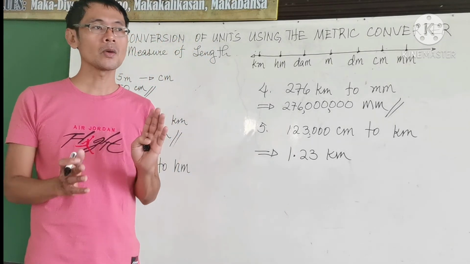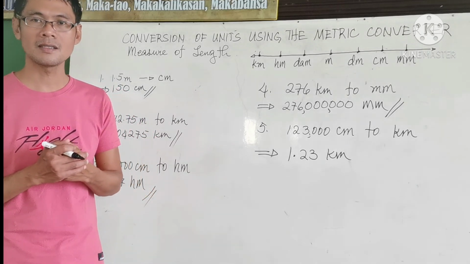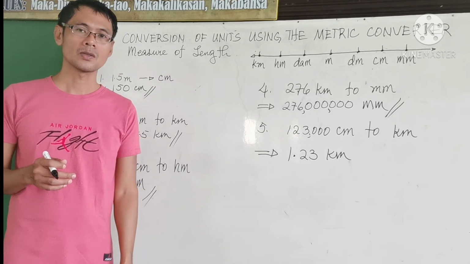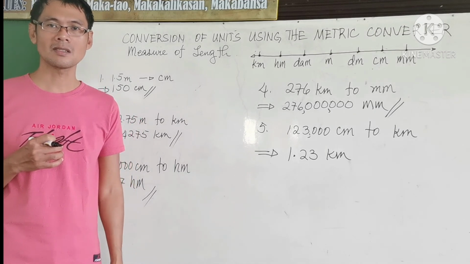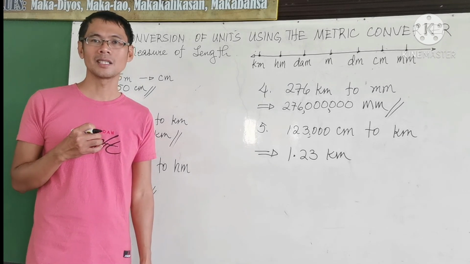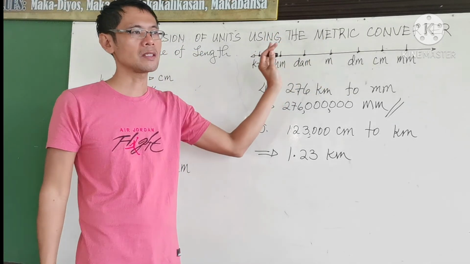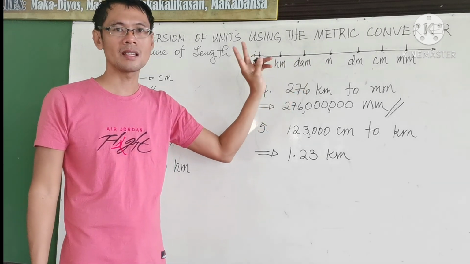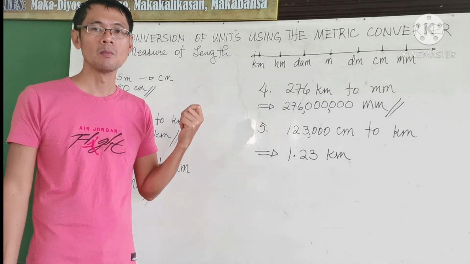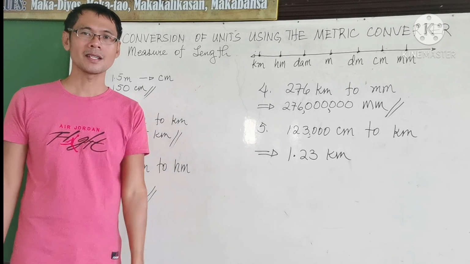So that's how useful the metric converter is. Using the metric converter, it is easy for us to convert one metric unit to another metric unit. As I said, this metric converter is only limited to the conversion of units under the metric system. Generally, we will simply count the number of spaces between two units. Then that number of spaces will also be the number of decimal places we are going to move our decimal point in the given. I just hope that you did follow.